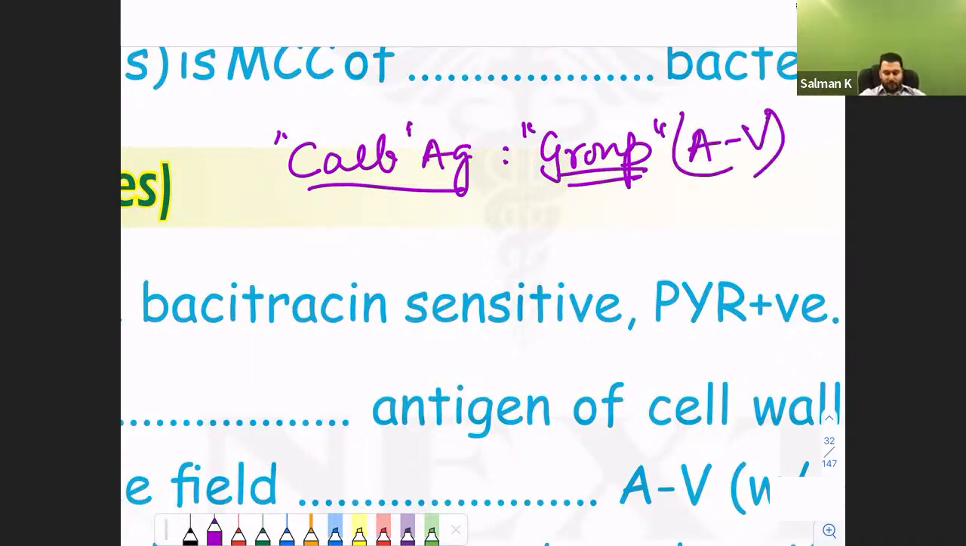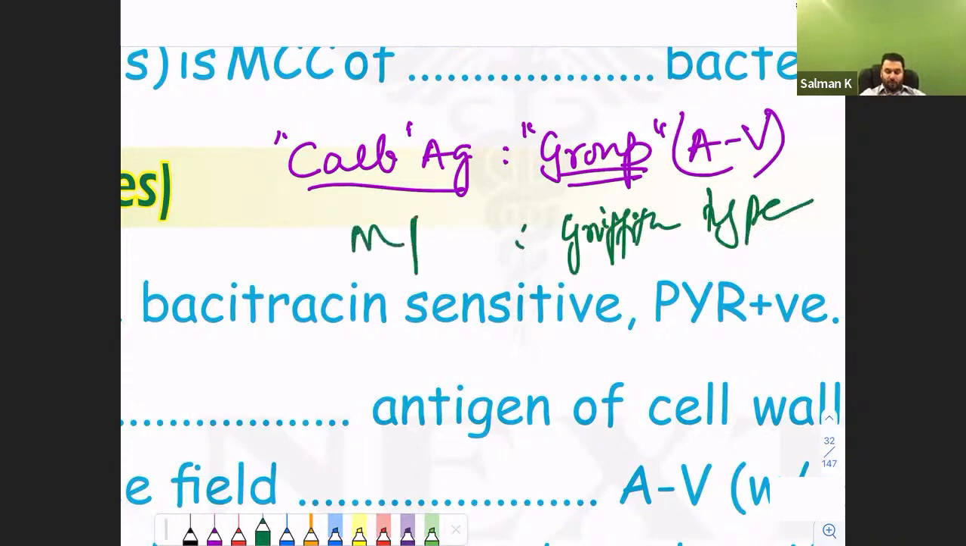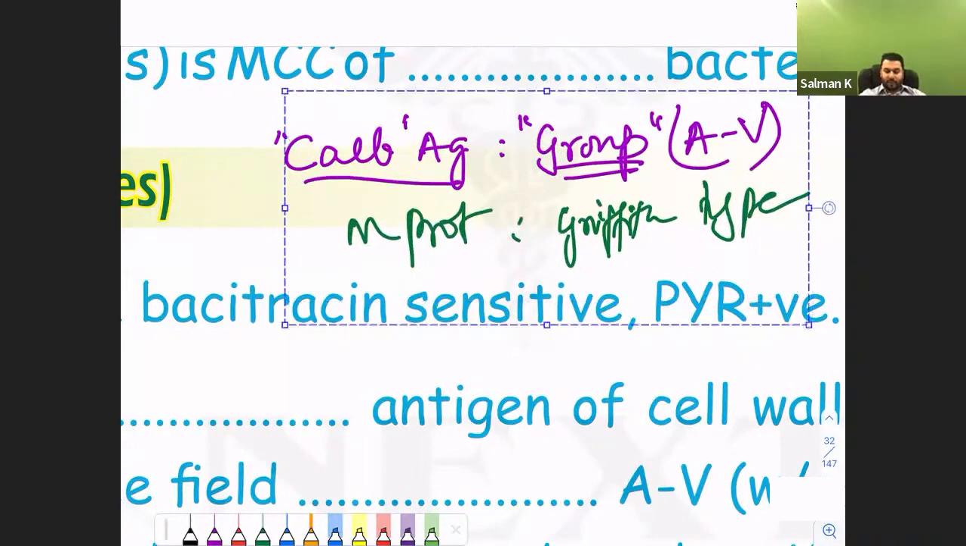Next that you have in this list, the group A. The group A is further divided into types. And what are those types known as? Griffith types. Griffith types are based on the M protein. Based on the M protein, they are divided like that.